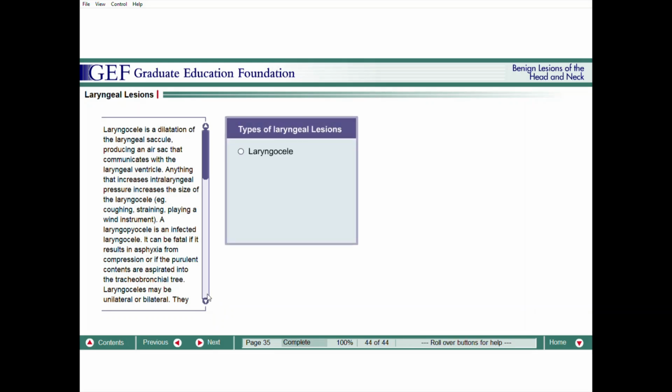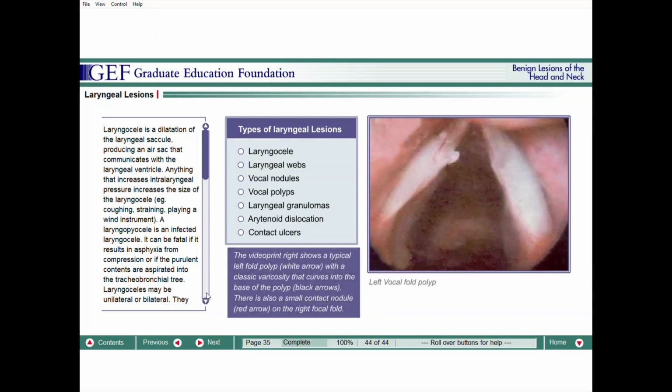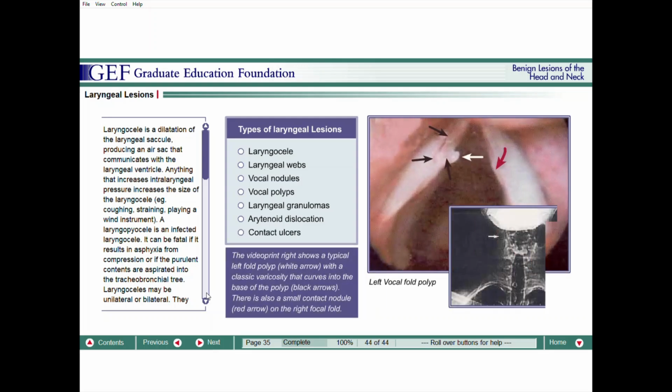Laryngocele is a dilatation of the laryngeal saccule, producing an air sac that communicates with the laryngeal ventricle. Anything that increases interlaryngeal pressure increases the size of the laryngocele, e.g., coughing, straining, playing a wind instrument. A laryngopyocele is an infected laryngocele.